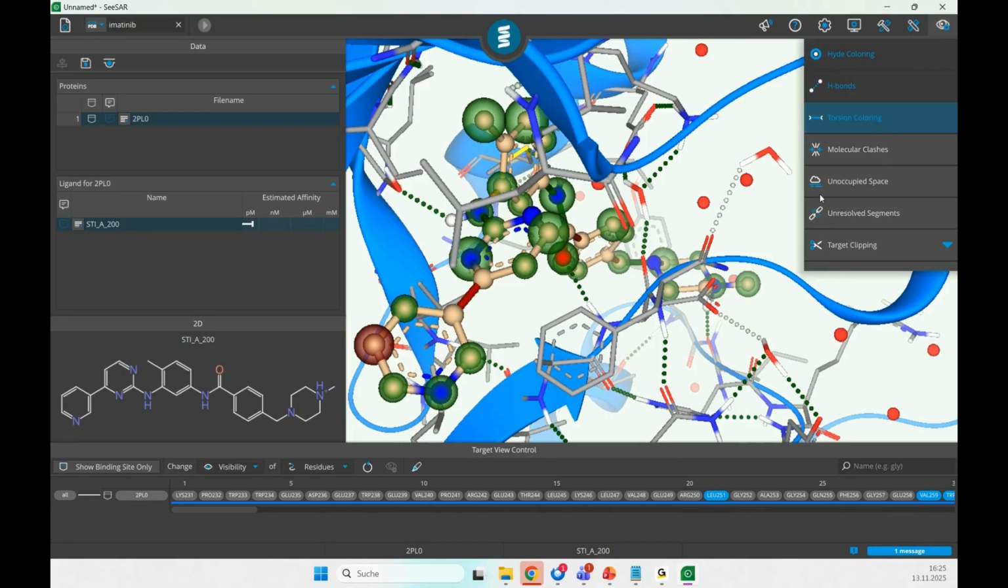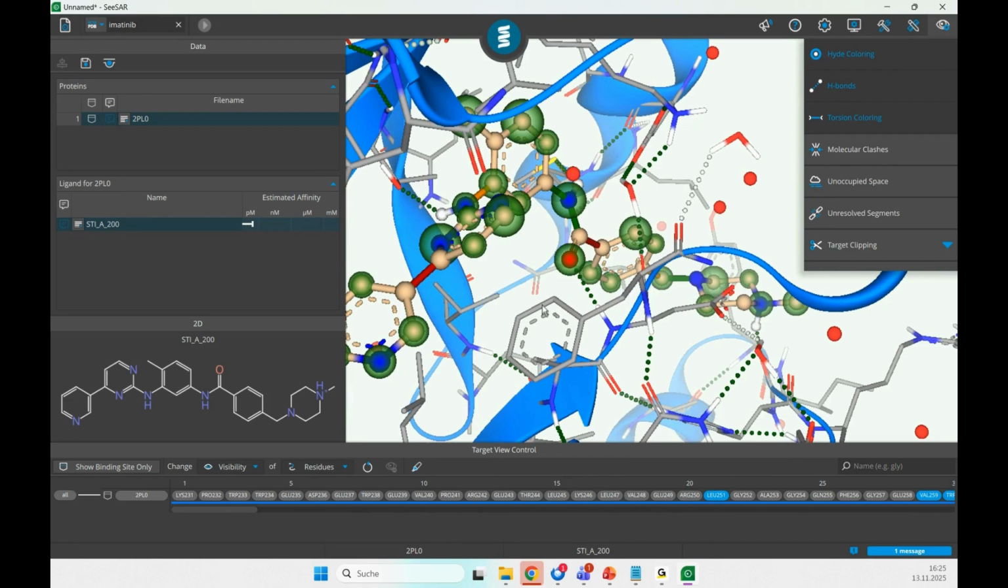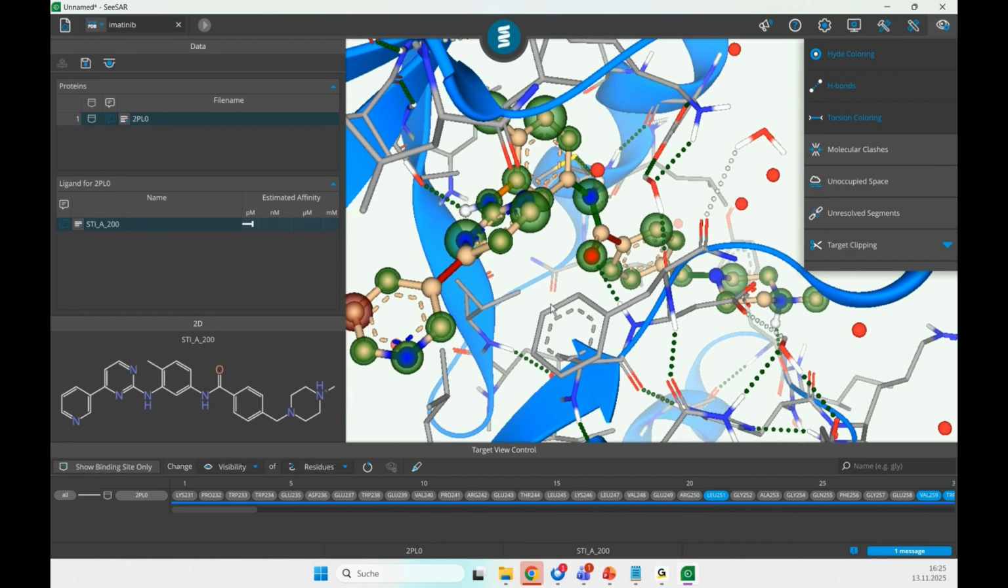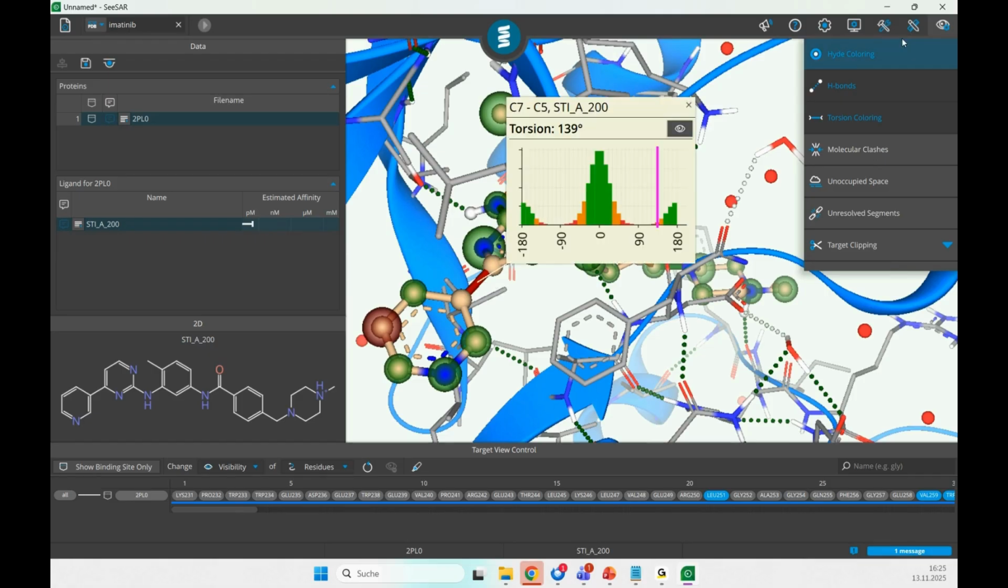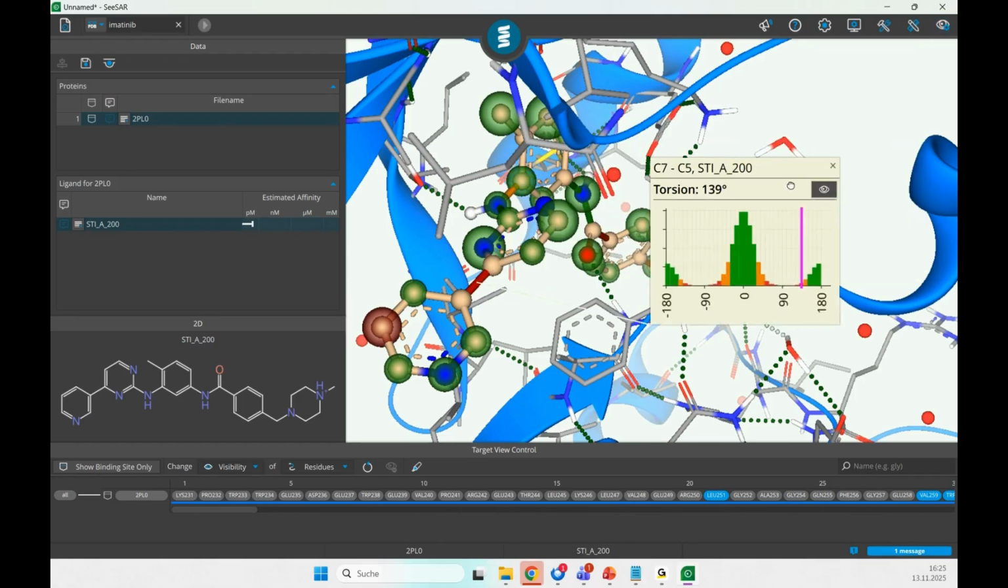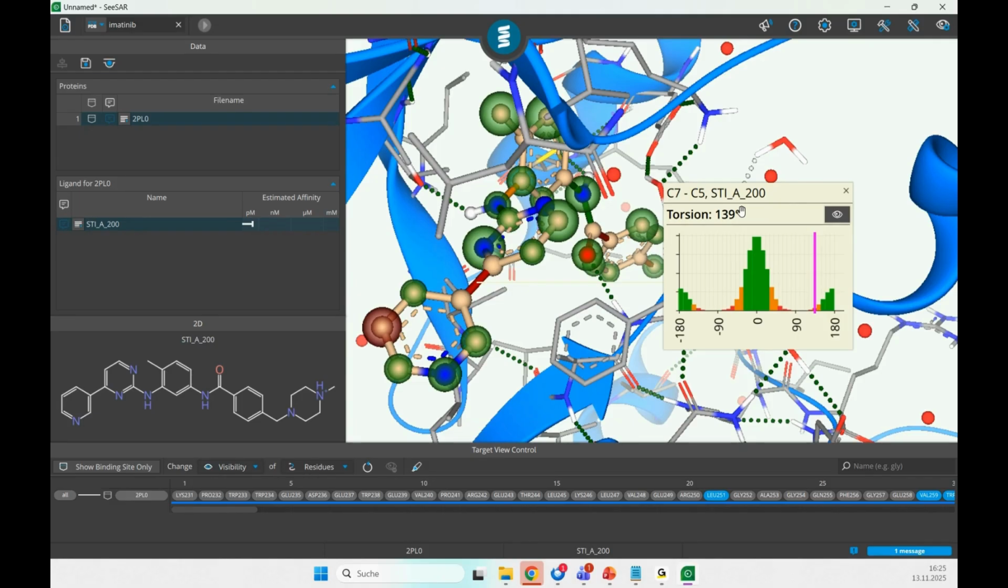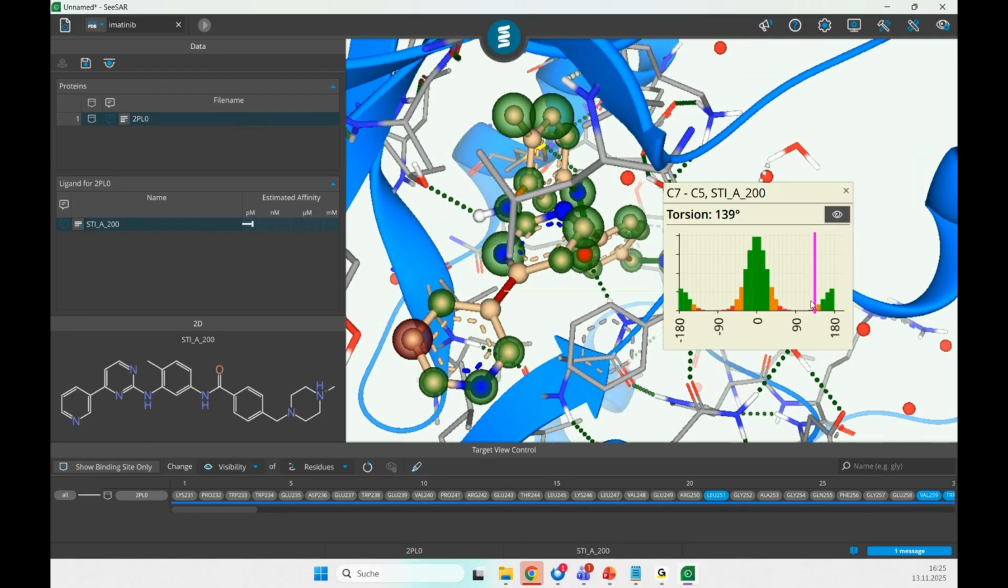Torsion coloring, so now I turn them on. Torsion coloring gives you ideas about where high energy conformations are present based on statistical assessment. So let's take a look at the red one here. What we can see here is that this particular arrangement is somewhat not preferred, right? This is not something that we observe that frequently in reality in PDB structures.